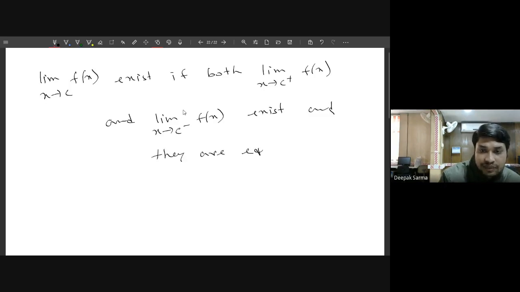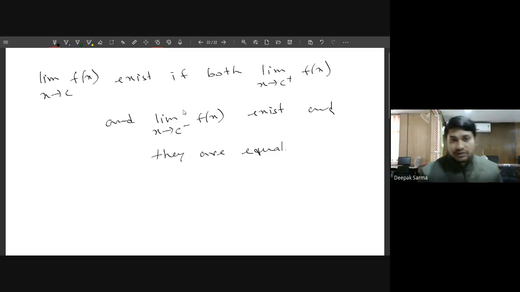If x is greater than c or x is less than c, but sufficiently close to c, in both cases we have some number to which f approaches, the same number, then we say the limit exists. That is, if both left hand limit and right hand limit exist and they are equal. Sometimes they are not equal. In that case, we say the limit does not exist.